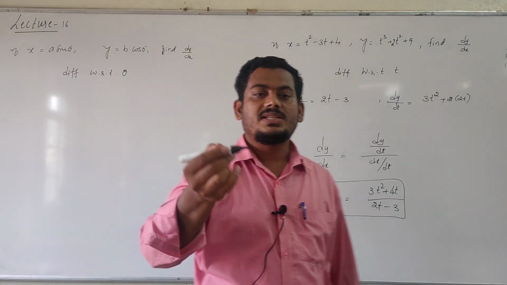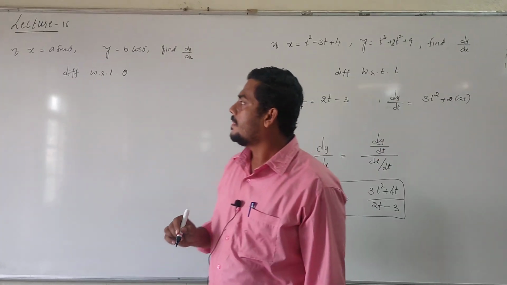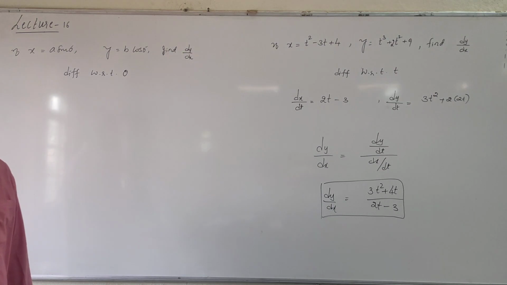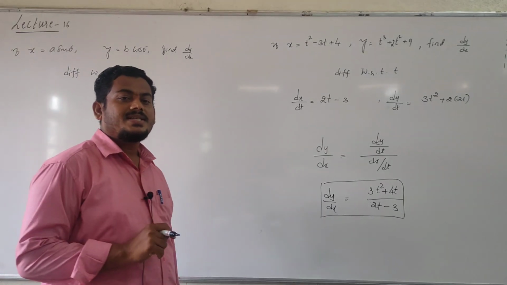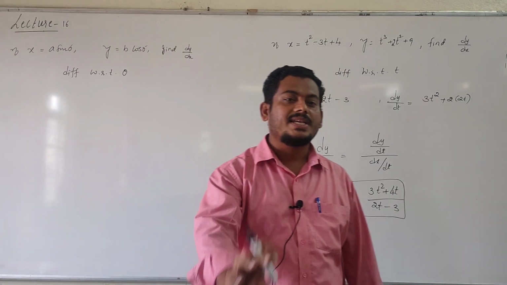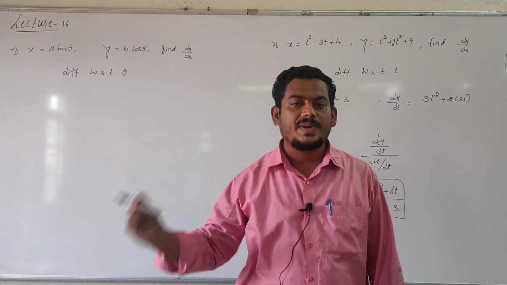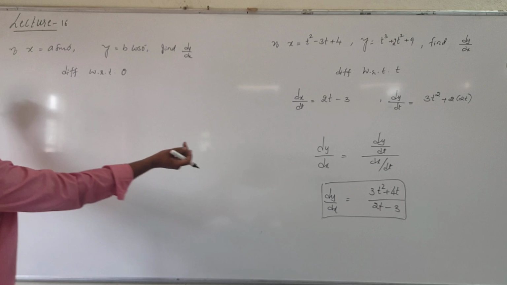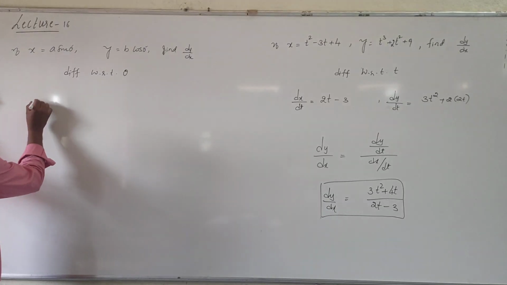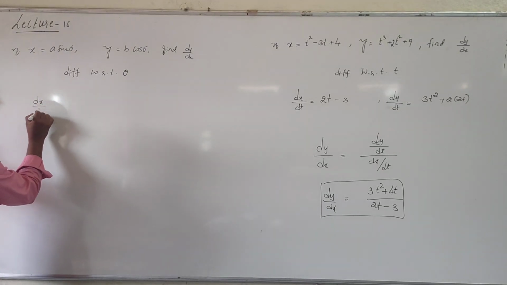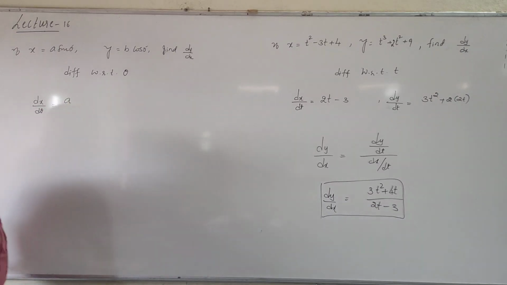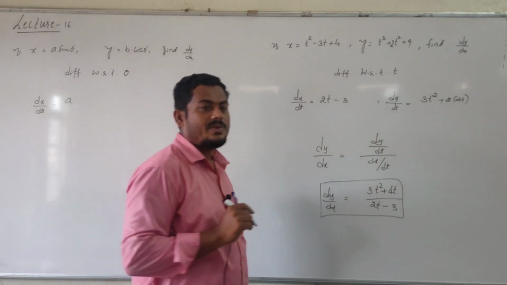Differentiate with respect to theta. Now, what is x differentiation with respect to theta? X differentiation with respect to t is dx by dt. X differentiation with respect to theta is dx by d theta, right? Then dx by d theta is equal to a constant. A is always a constant.